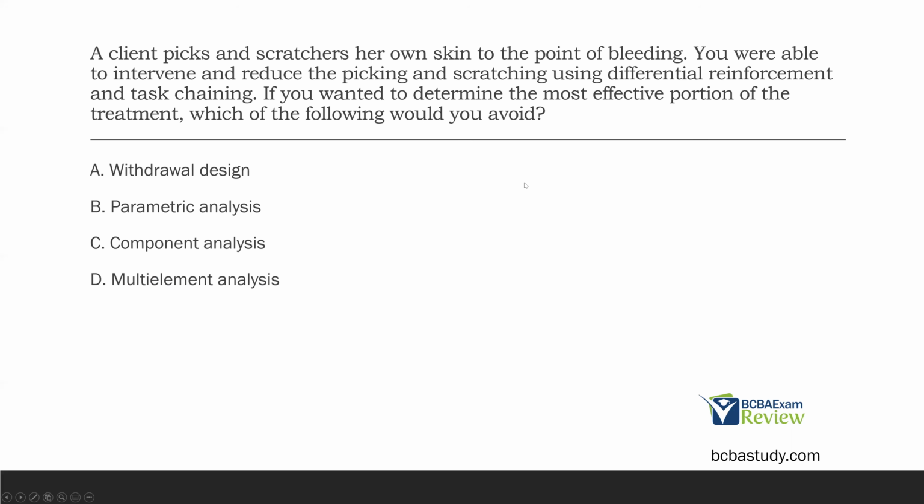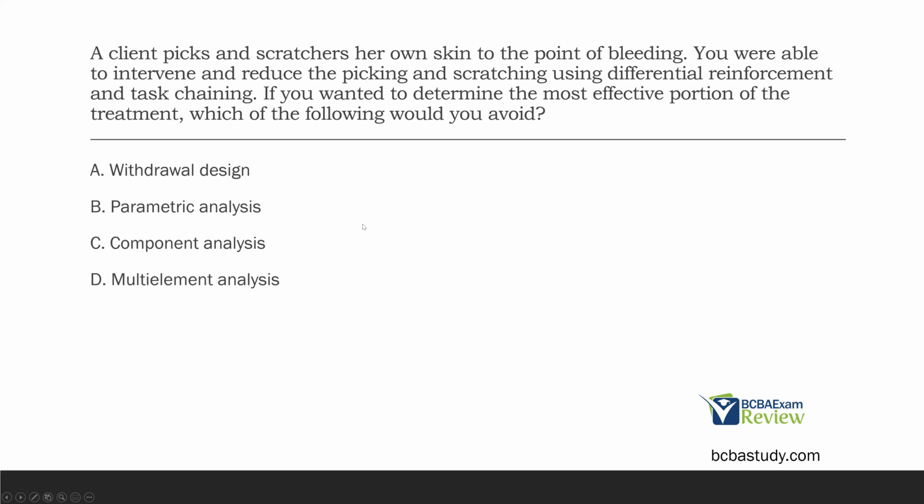A, withdrawal design. What's the problem with the withdrawal design in this case? Well, we have self-injury, picks and scratches her own skin to the point of bleeding. You reduced that self-injury. If you withdraw your design, you run the risk of that behavior increasing again. Ethically, that doesn't seem very smart. So if we have a better way to do it, we probably want to avoid withdrawing an effective intervention for something like self-injury. So far, A looks pretty good. Let's keep reading. Don't stop there.